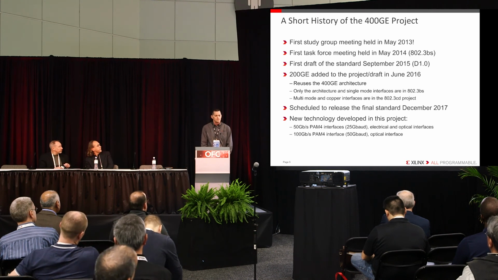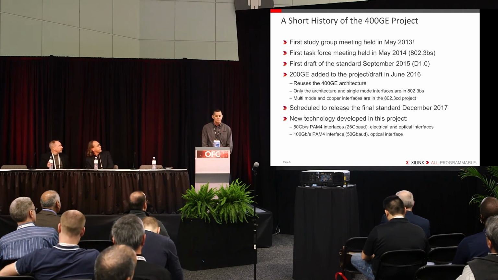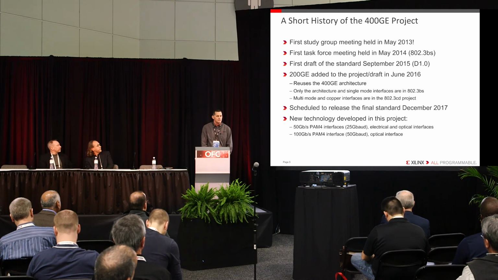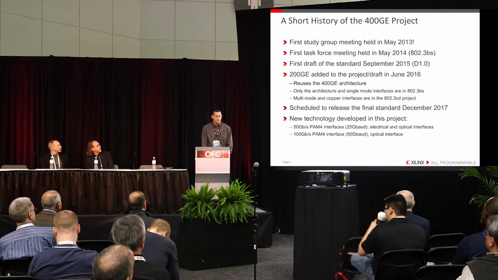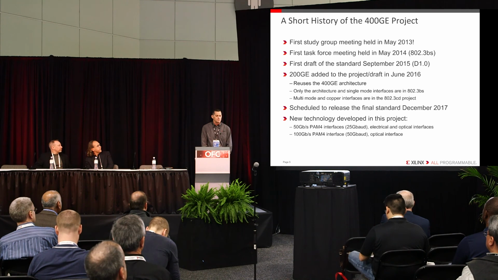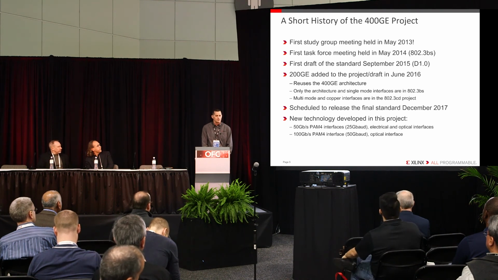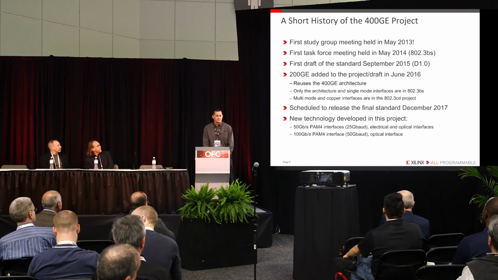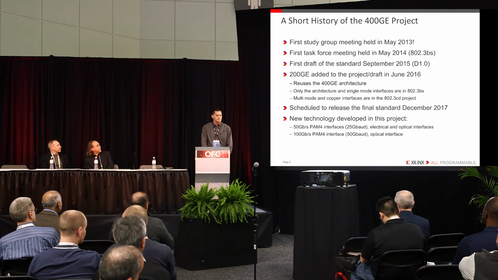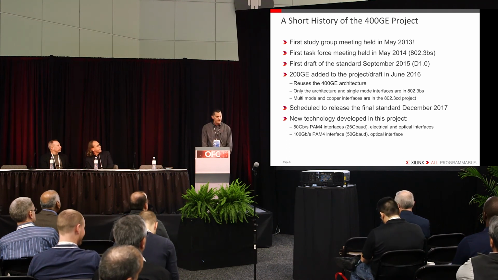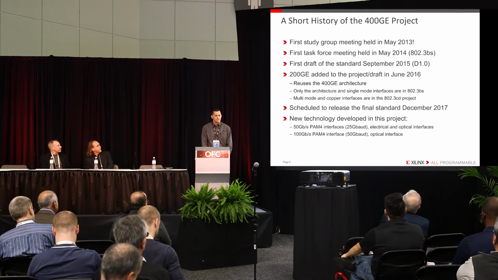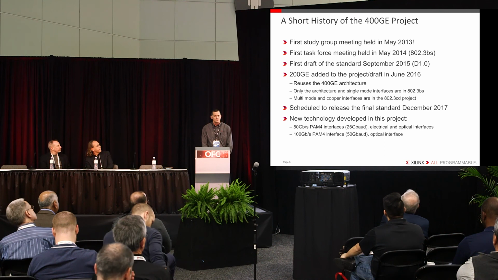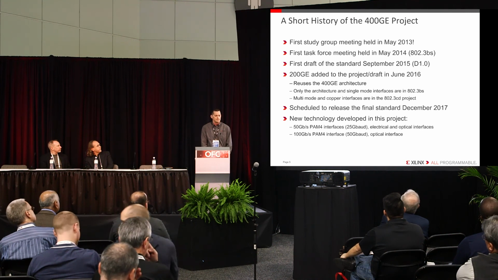So a little bit of history of 400 gig E. The first study group meeting was way back in May of 2013, so almost 4 years ago now, quite a long time. We'll be talking about why that's the case, and Dave will expand on that also. The first task force meeting was held in May of 2014, a year after the study group was formed. It's called 802.3 BS in IEEE speak. The first draft of the standard was a year later in 2015. We're now on draft 3.1, about to come out, so we're in the final ballot cycle for 400 gig E.